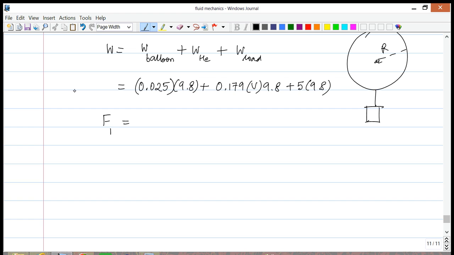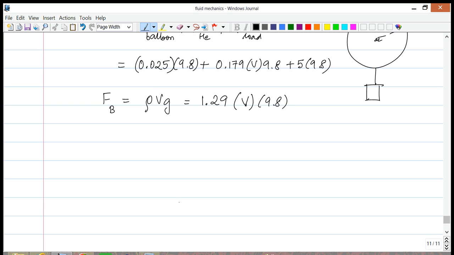In the meantime, let's calculate the buoyant force. The buoyant force is only on the balloon, so we'll do rho V g for the balloon only. The density here is the density of the fluid, which in this case happens to be air, 1.29, times the volume that we do not know, times 9.8. Now we want to find it when it's just going to lift it, so we'll equate the two forces. Anything more and the whole system is going to rise, anything less and the whole system is going to fall. So keep that in mind.